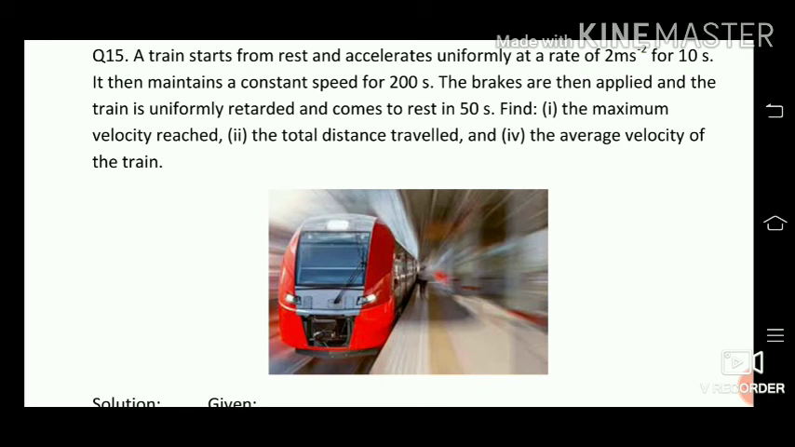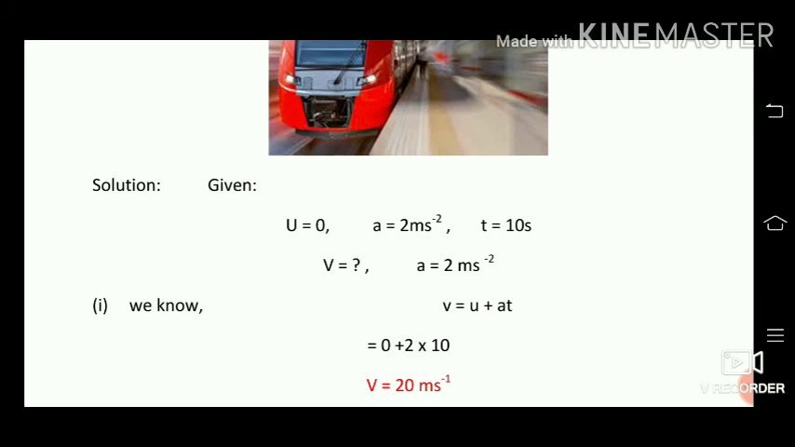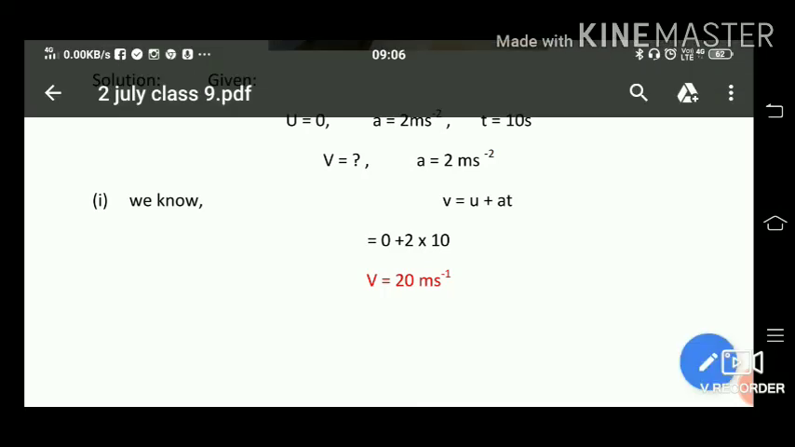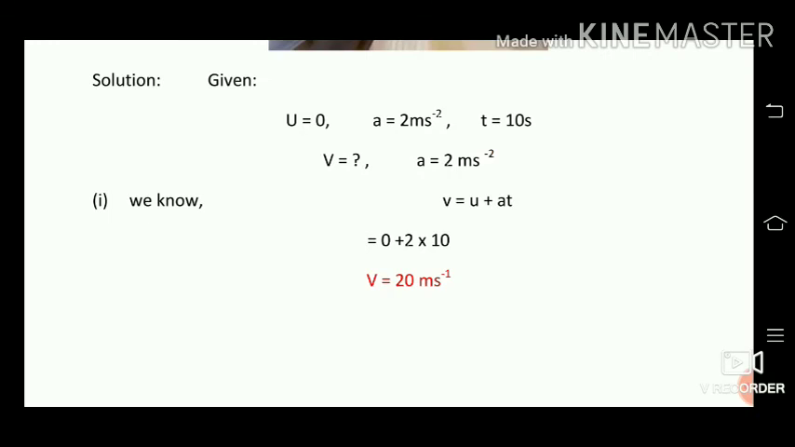We first have to calculate the maximum velocity reached. For that, first write the givens. u is equal to 0, acceleration is 2 meter per second square, time is given as 10 seconds. Using the first equation of motion, v is equal to u plus at, substitute the values, and we get the answer as v is equal to 20 meter per second.